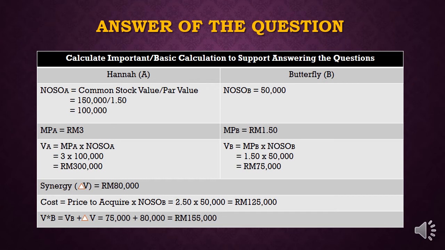125,000. And the last one, for the basic calculation before you can start answering the questions, is to calculate V star B. The formula for V star B equals VB plus the synergy. The amount for VB, which is the market value of B, is 75,000 plus the synergy given at 80,000. So you will get the V star B amount equals RM 155,000.